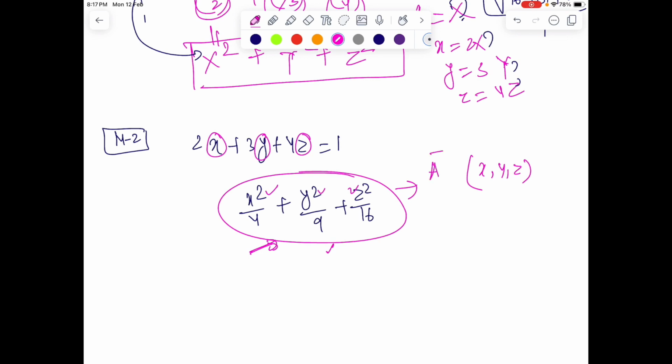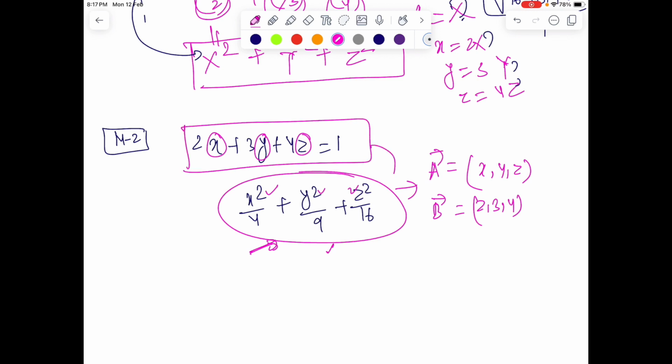So how to go about it? On which two vectors should I apply it so that it gives rise to these terms? Let's say someone takes vector A as x, y, z and vector B as 2, 3, 4, which feels like an obvious way of selecting these vectors. So their dot product is 1, it's given in the question.